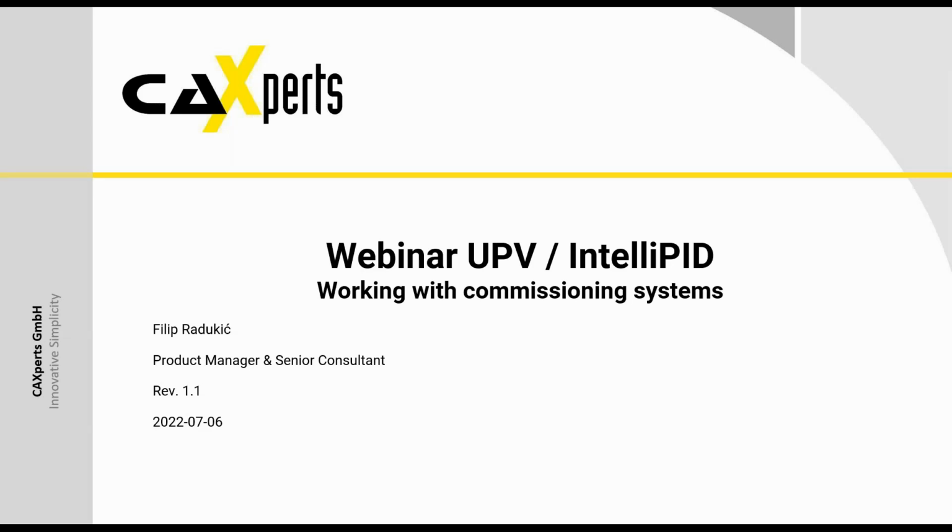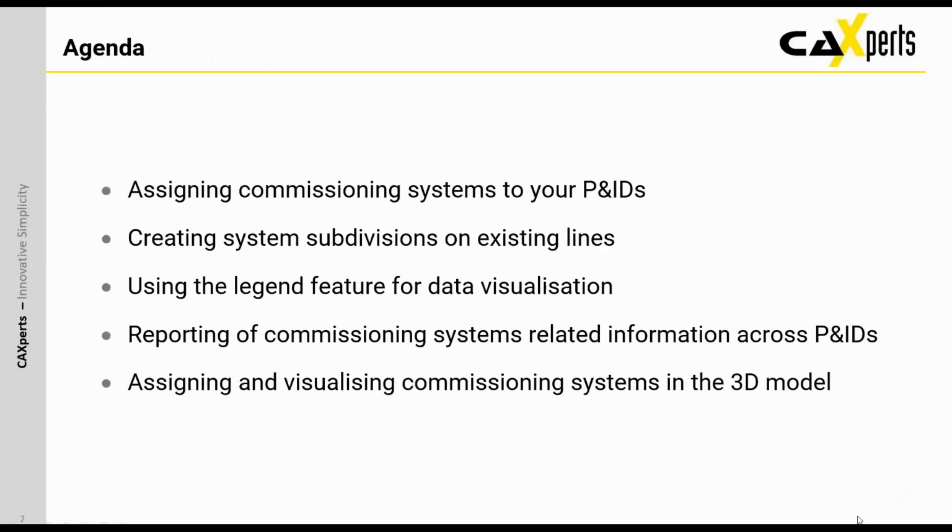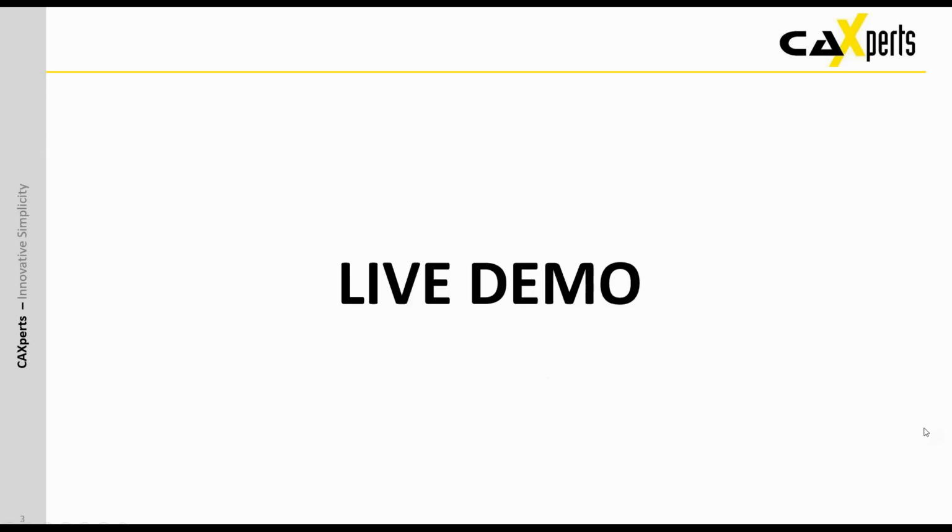This being said, let's start right away with the agenda for today's webinar. So we're going to look at the following topics. First of all, assigning commissioning systems to PNIDs, creating system subdivisions on existing lines, using the legend feature for data visualization, and reporting features for commissioning system related information, and assigning and visualizing commissioning systems also in the 3D model. And without any ado, I would actually start right away with the live demo here.